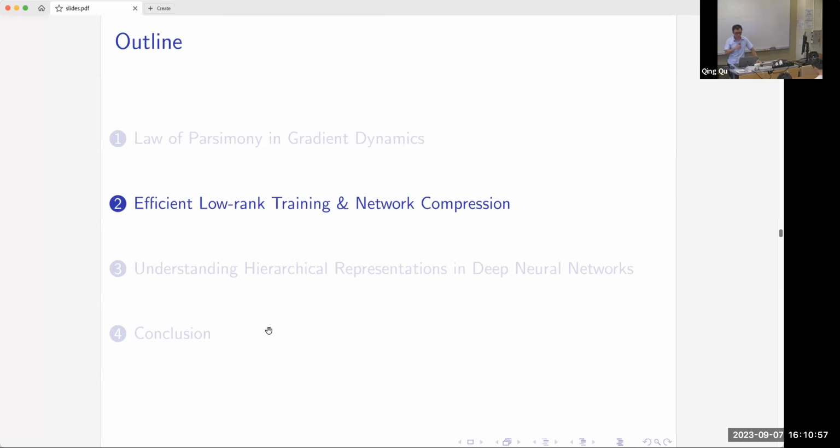And next, I want to utilize this phenomenon to show you how useful this result could be. I want to show you two results. I'm not sure I have enough time, but one result I want to show is that if you know your weights update in a low rank subspace, you can do efficient low rank training and network compression. You can train your network much more efficiently. So in the second part, I will talk about this.